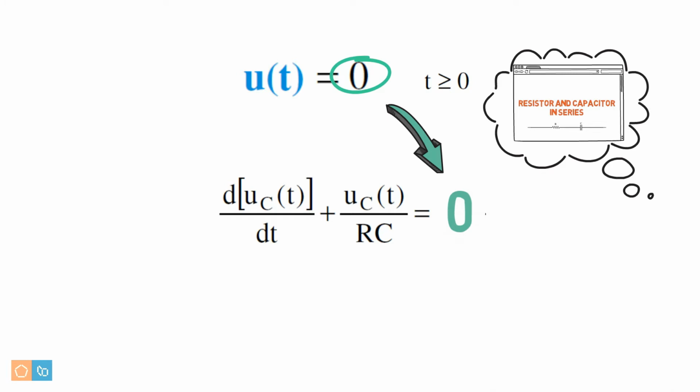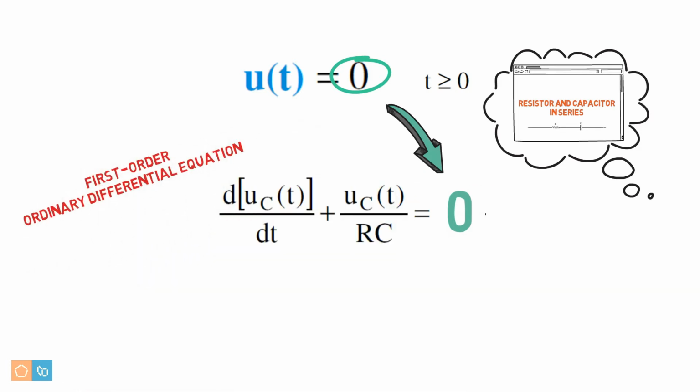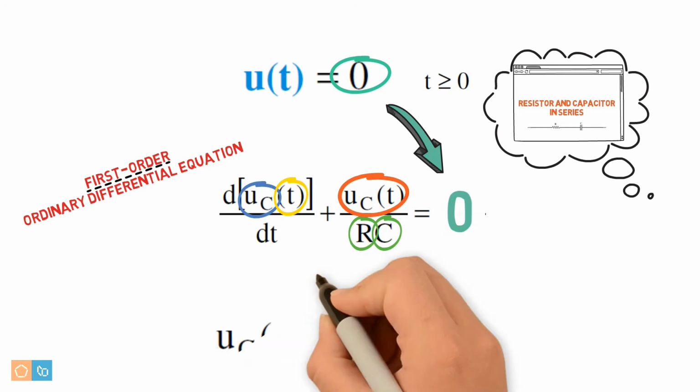Then, to determine the voltage across the capacitor for t equal or greater than 0, we need to solve this first-order ordinary differential equation. First order because it has only the first derivative of one dependent variable, UC, with respect to an independent variable, t. In this equation, R and C are constants, and UC is the unknown. The solution to this equation is the following expression.